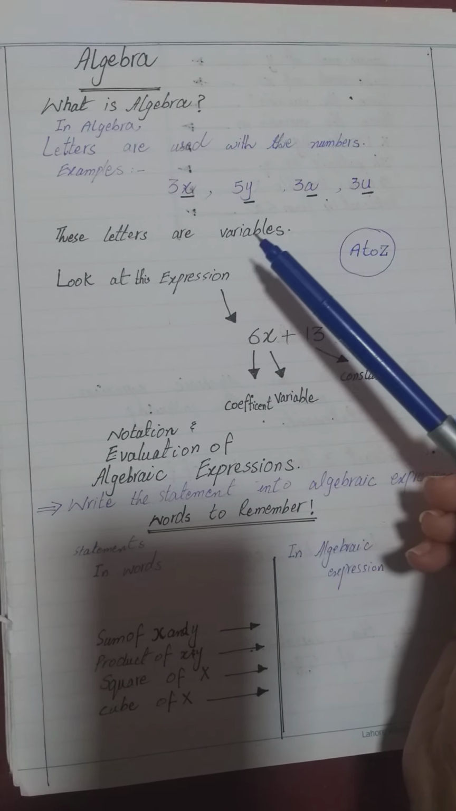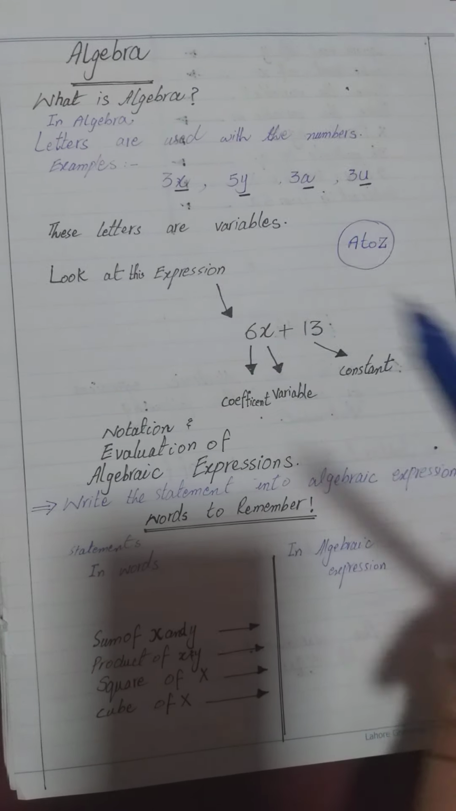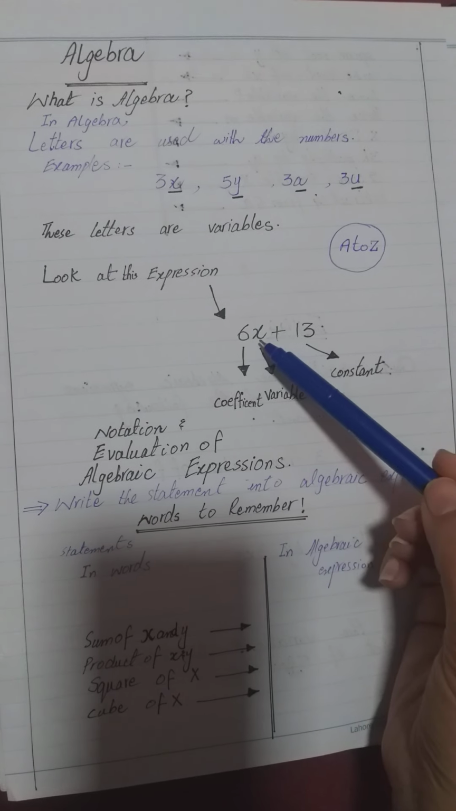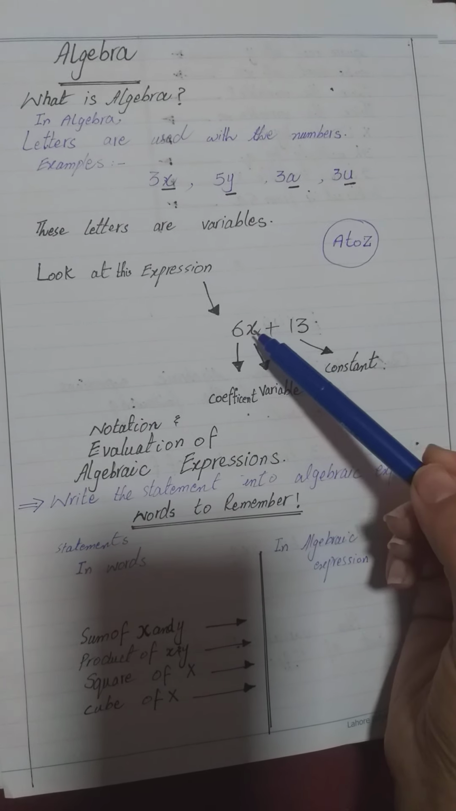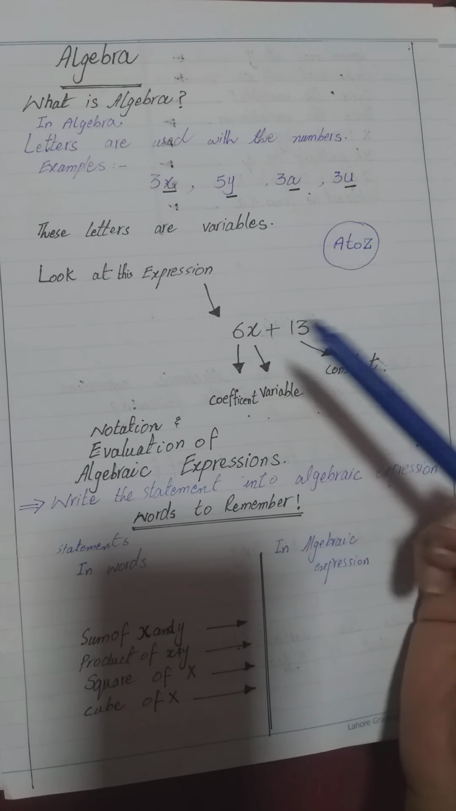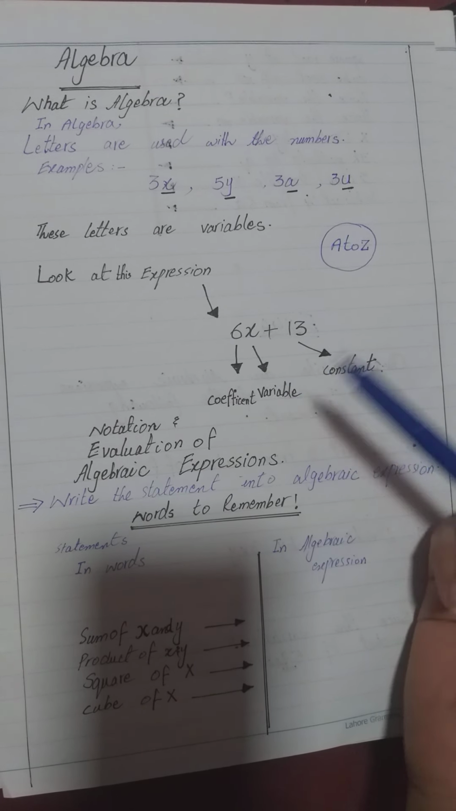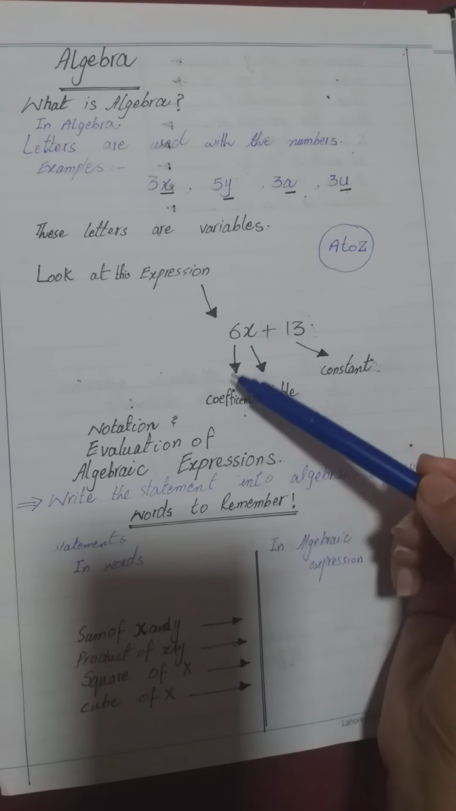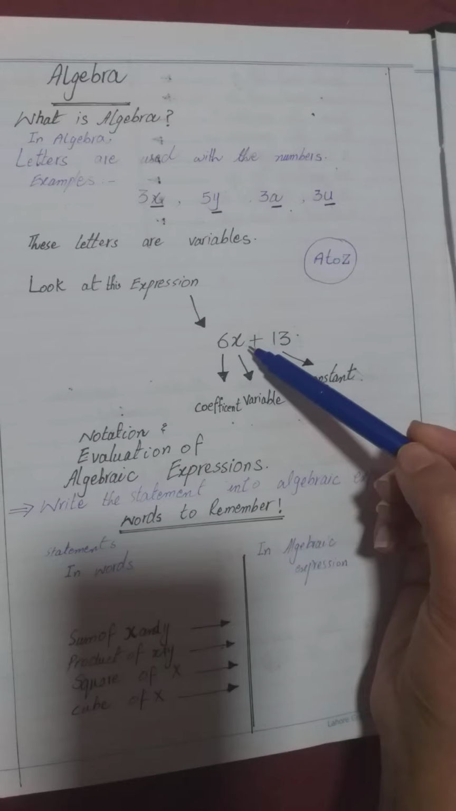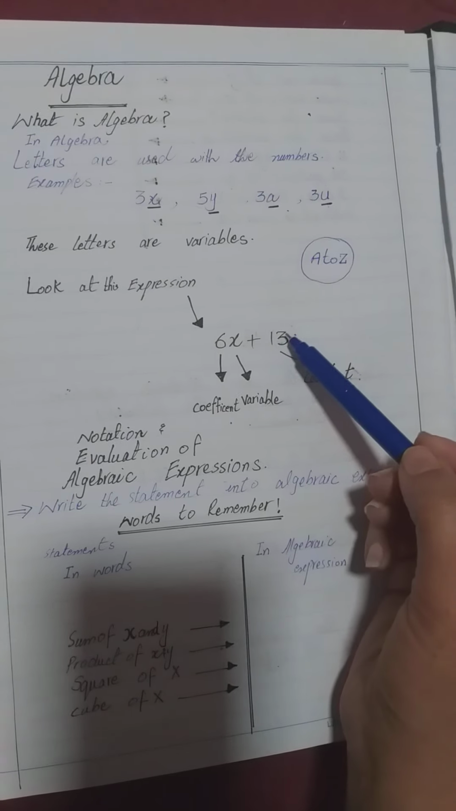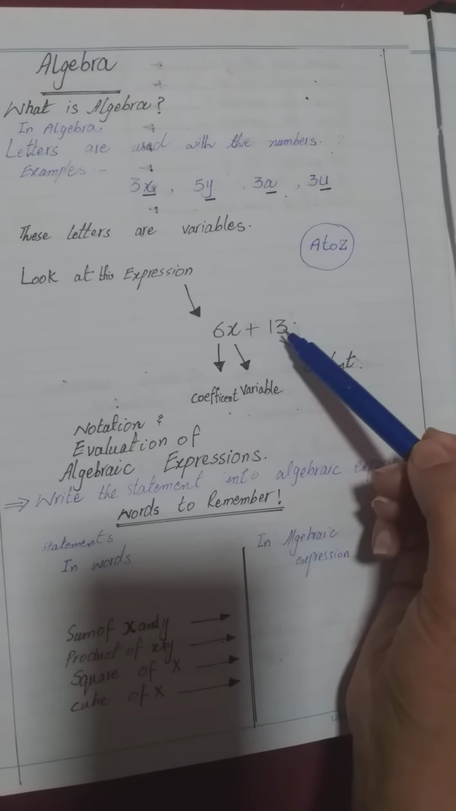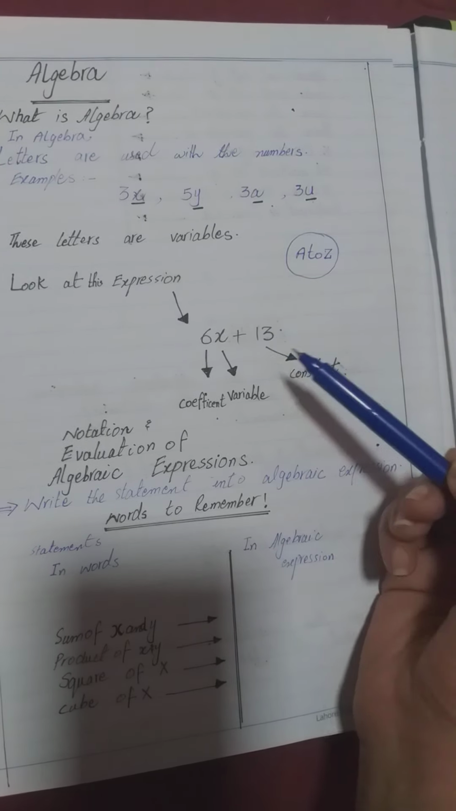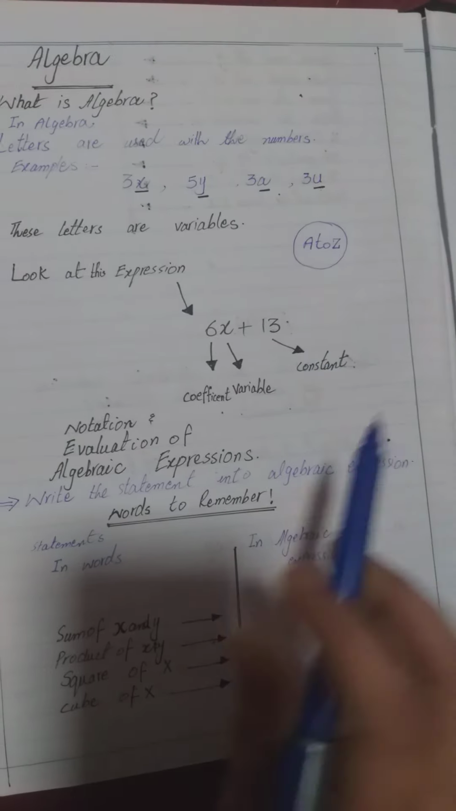These letters are variables. Look at this expression: 6x + 13. x is a variable. It can be changed. Any alphabet can be used as a variable, and the digit used with the variable is a coefficient. Plus 13: 13 is only a single number. There is no variable used, so that is a constant.